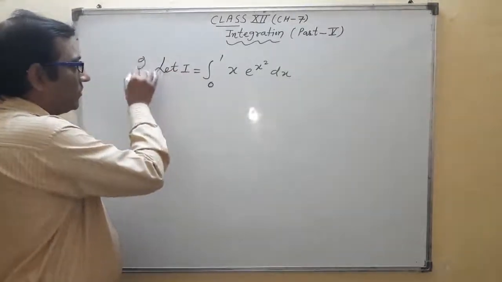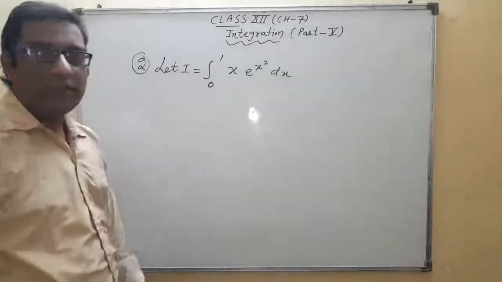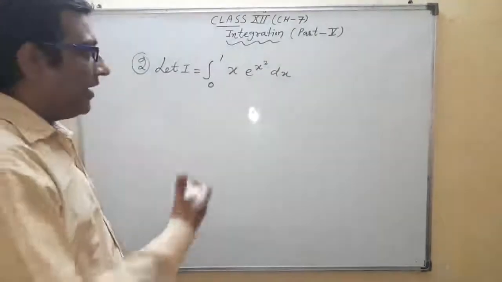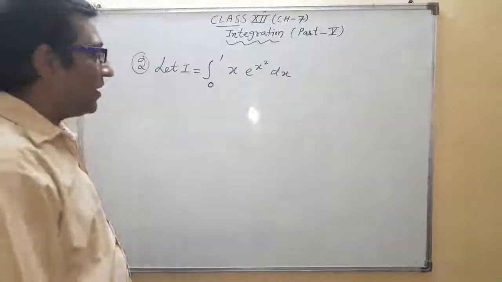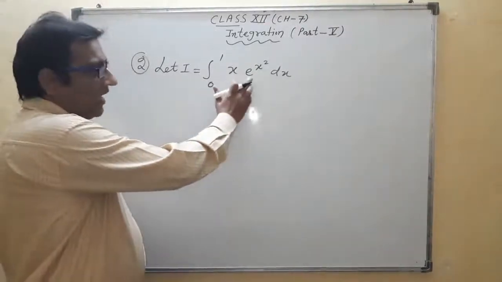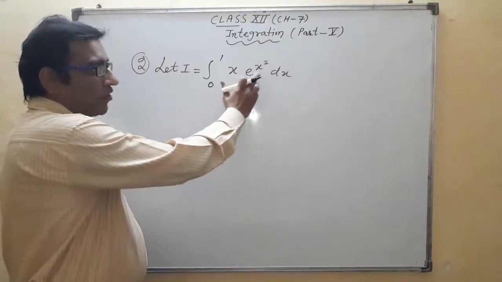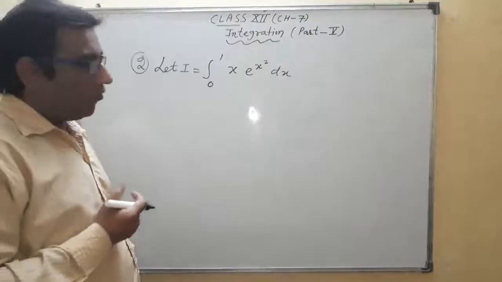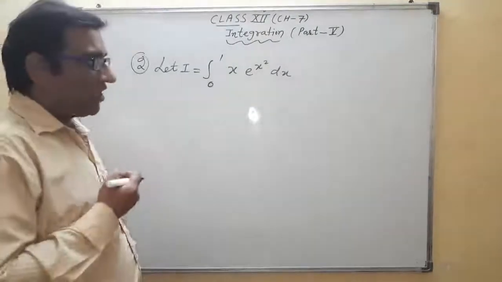This is the second question based on limits, and we will solve it with the help of the second fundamental theorem of integral calculus. As you see here, x is given and this is the exponential function e raised to the power x square. So two different functions are there. How will we solve such a question?